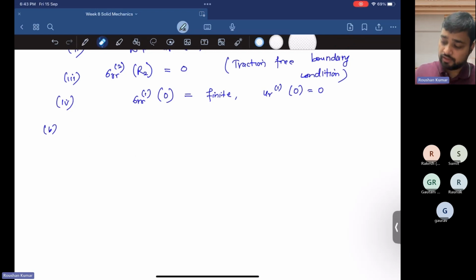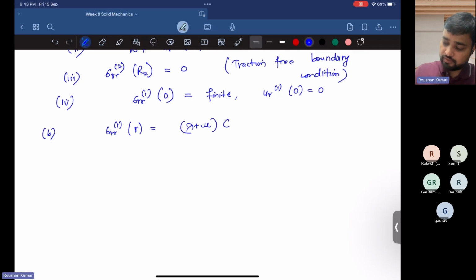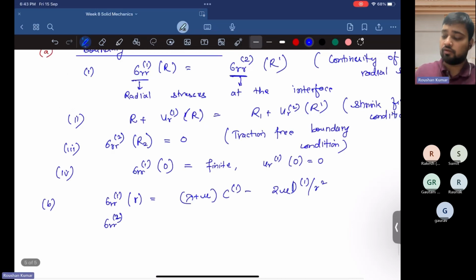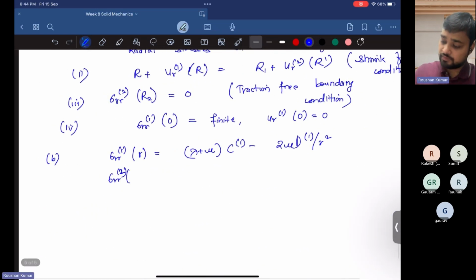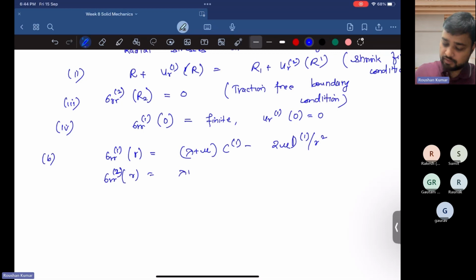from the lecture we can find that the expression for sigma r at 1, at radius r, is given by lambda plus mu c1 minus 2 mu d1 upon r square, and similarly sigma r on the hollow cylinder from inside is given by lambda plus mu c2 minus 2 mu d2 upon r square.